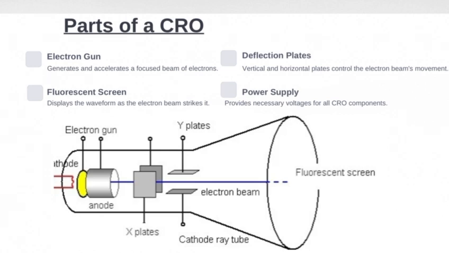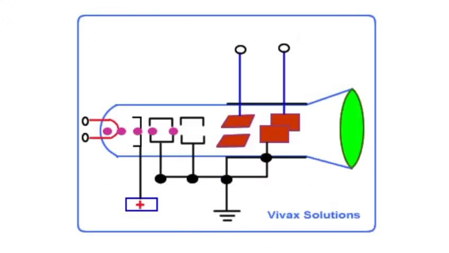The deflection plates control the movement of this beam. There are two sets of plates: the vertical deflection plates, which move the beam up and down, and the horizontal deflection plates, which move the beam left and right. As voltages are applied to these plates, electric fields are created, and the electron beam is deflected accordingly.